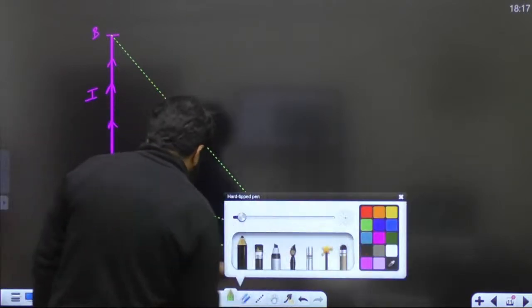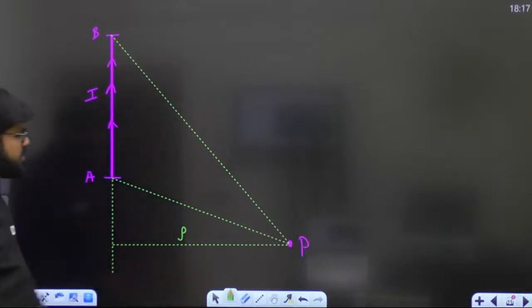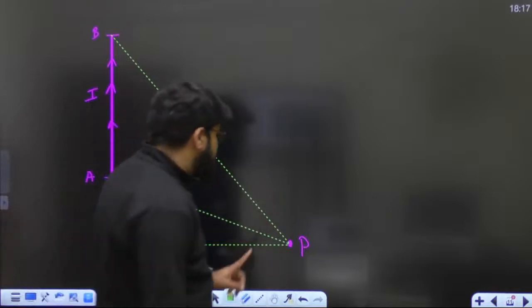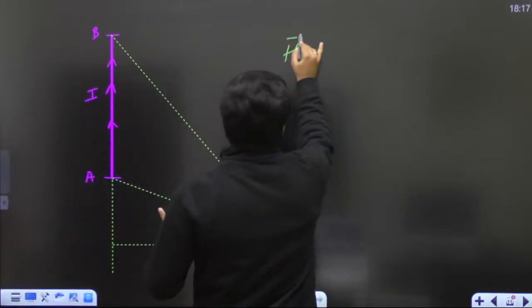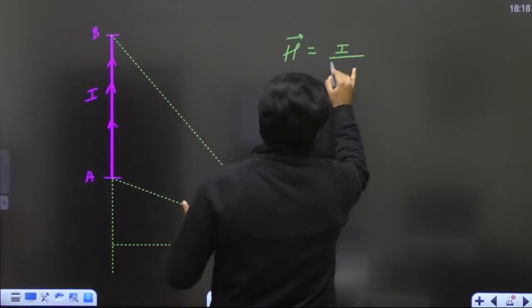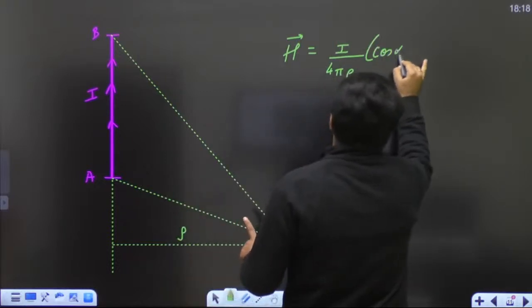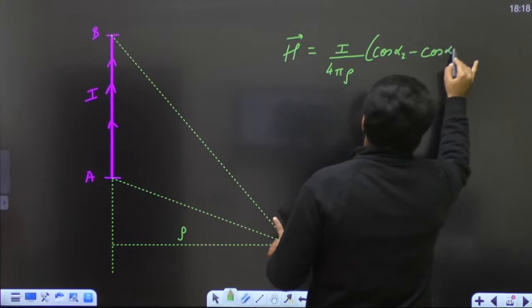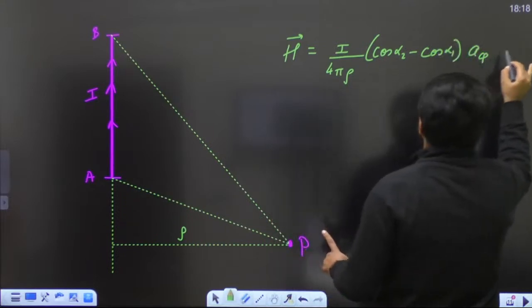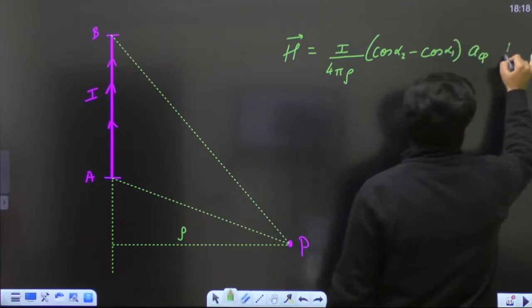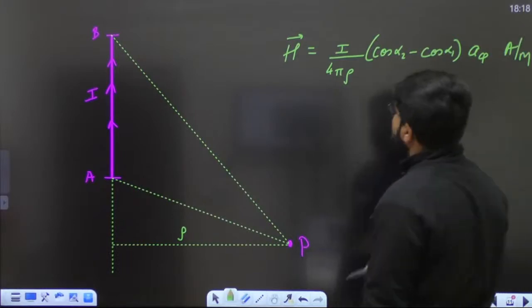This particular distance is known as the rho, the perpendicular distance from the axis of the wire. As I told you, what is the magnetic field? It is given by the formula I divided by 4 pi rho, cos of alpha 2 minus cos of alpha 1, a phi. This is an important formula, and this is the magnetic field, so its unit is ampere per meter.